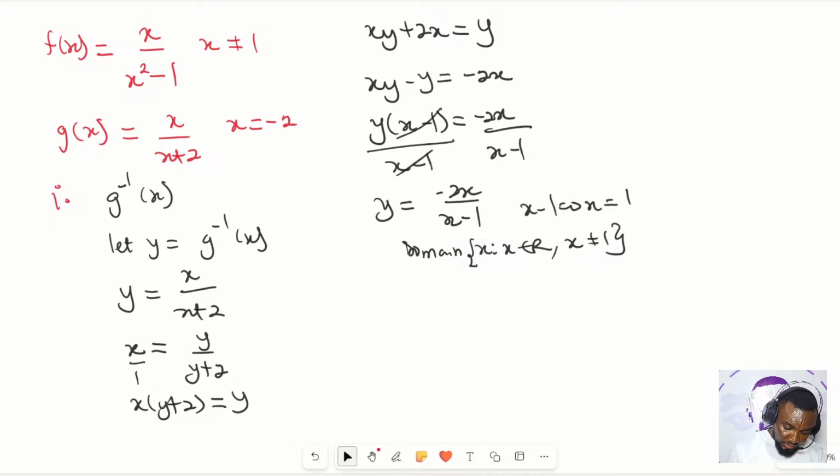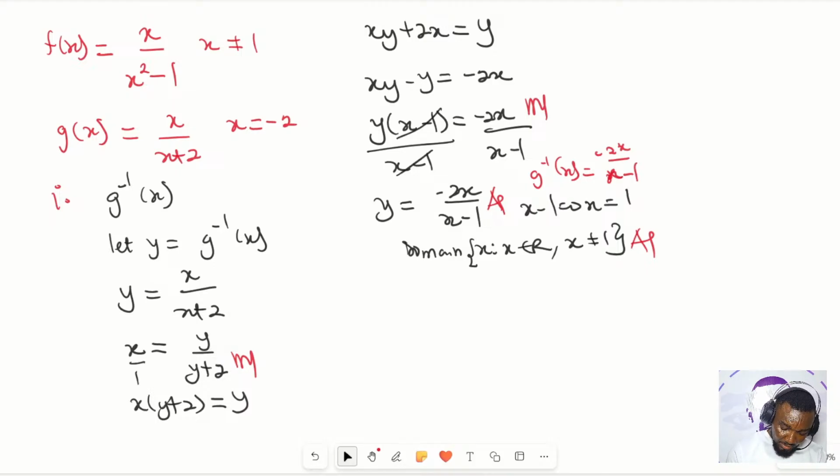So we include the domain. With the marking scheme, you get a mark for including the domain, and you get a mark for being able to write the inverse. When you write it as y is equal to minus 2x all over x minus 1, you can even as well write it as j inverse of x equal to minus 2x all over x minus 1, so that it looks nicer. Then you get some marks for being able to solve the algebra part of it. So a mark here will do. So probably 4 marks for this.